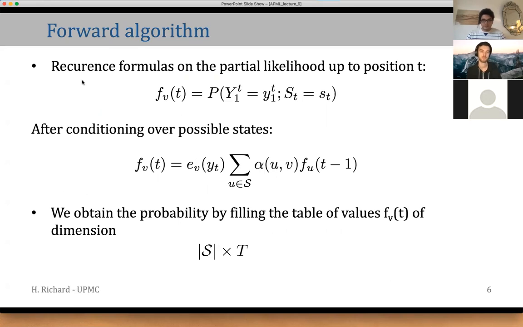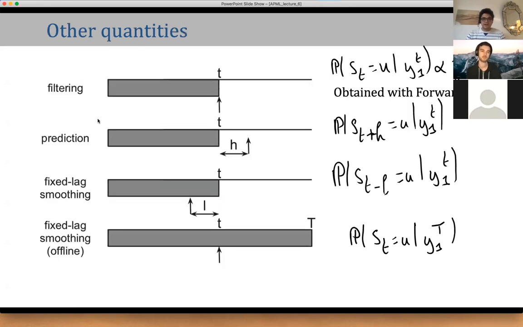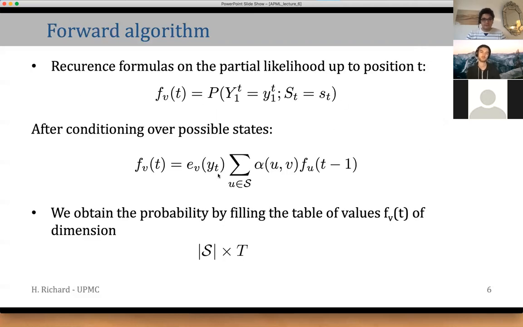And so that was just a recap on the forward algorithm. As I said, the forward algorithm allows us to compute the probability of observing the sequence up to position t, so the y observations from 1 to t, and to land on a state v. Sorry, I made again a typo here.